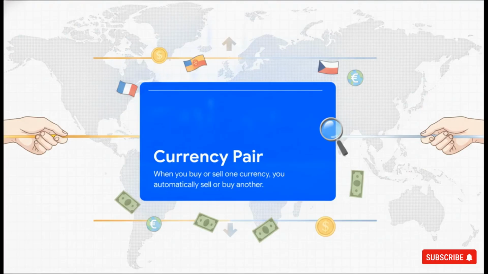Before we get into the heavy hitters, we really need to get a grip on the basics. You see, currencies don't just exist in a vacuum. They're always traded in pairs. A currency pair is simply a pricing structure where you buy or sell one currency while automatically selling or buying another. Think of the Forex market as a constant global tug-of-war. The value of one side only really matters in relation to the weakness or strength of the other side.